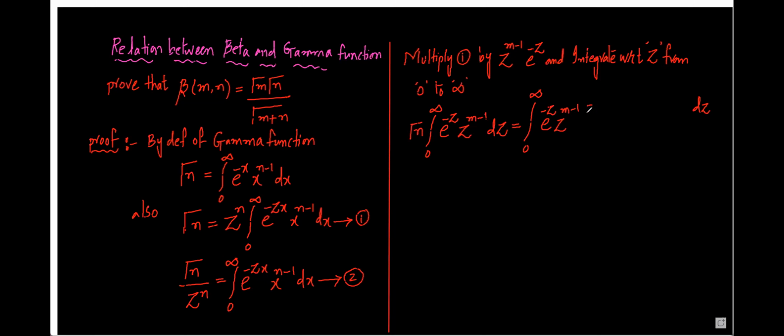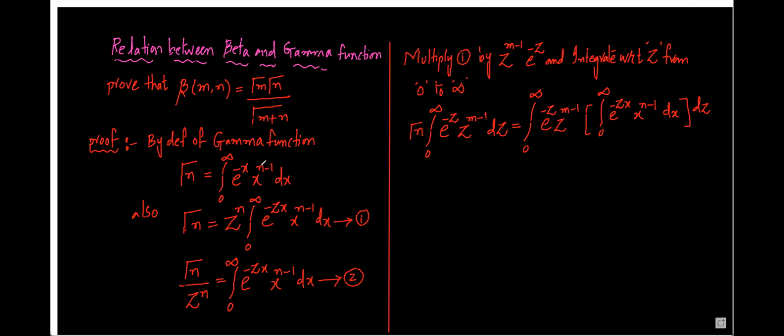Remaining, what values are already available here, I am writing as it is, that is 0 to infinity, e to the power of minus zx, and x to the power of n minus 1 into dx, bracket close. Till here any doubt you tell me?